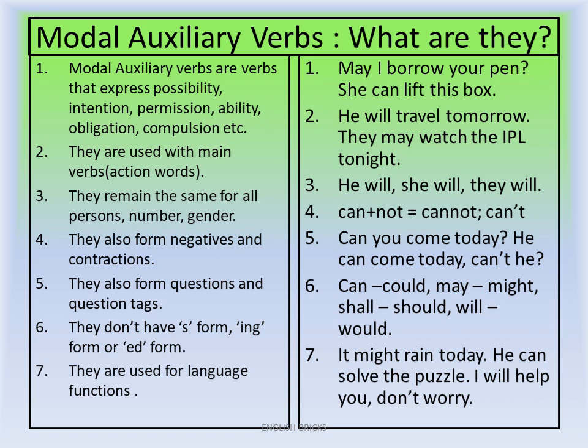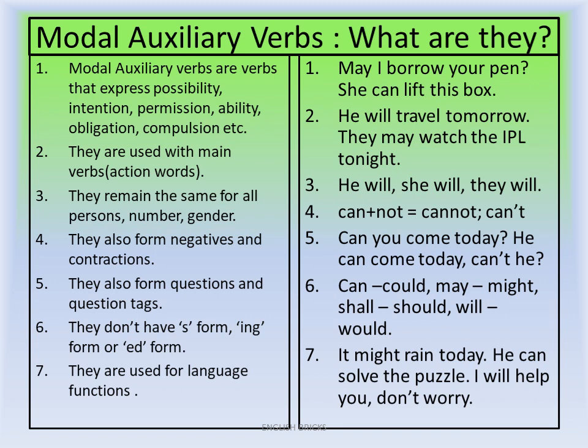Say, for example, can you come today? It's a question. It's asking if there is any such possibility. He can come today, can't he? Now that's a question tag, right? "Can't he" is the question tag. Now look at that. They don't have the s form or the -ing form or the -ed form. They have only those two forms, can and could; may, might; shall, should; will, would. Is that clear? And so these are all used primarily for language functions alone.